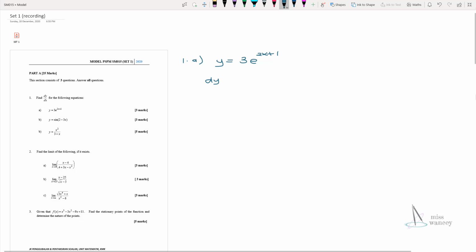So how do we differentiate this? Basically you have some constant, so bring the constant down. And if you have some exponent, copy down the exponent together with the power, but then we have to differentiate the power. Differentiating 2x plus 1 is simply equal to 2. So we get 3e^(2x+1) multiplied with 2, and then 3 will be multiplied with 2. So this is equal to 6e to the power of 2x plus 1.